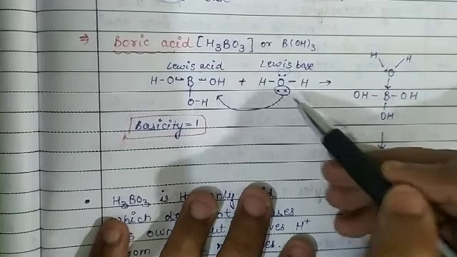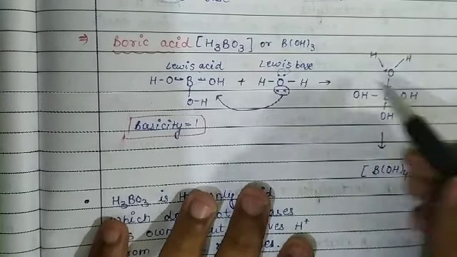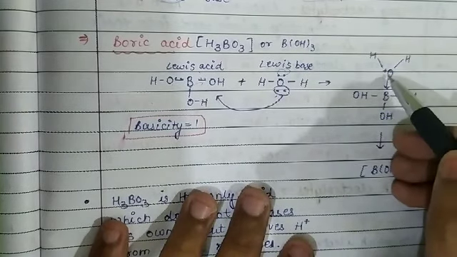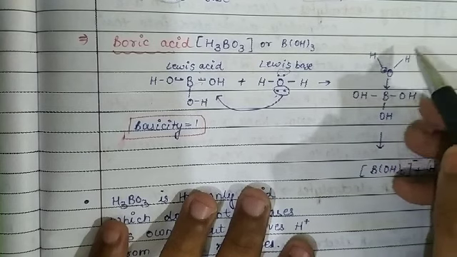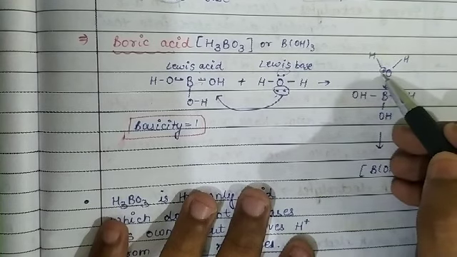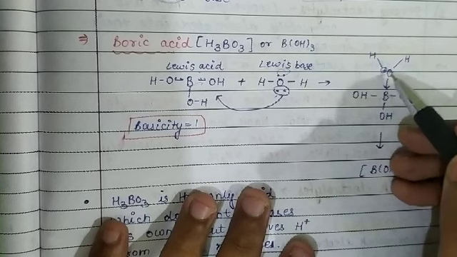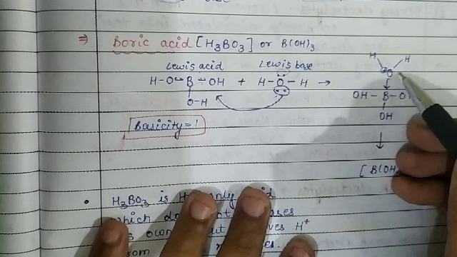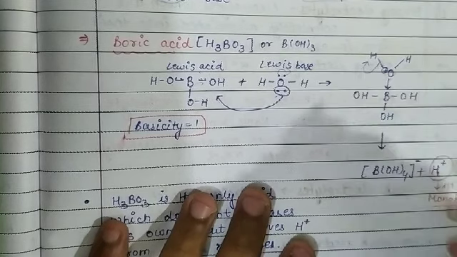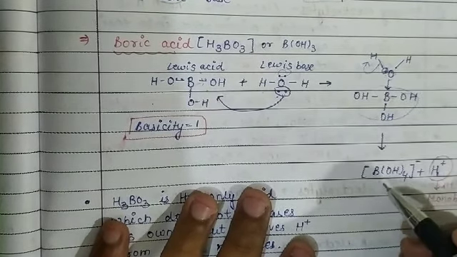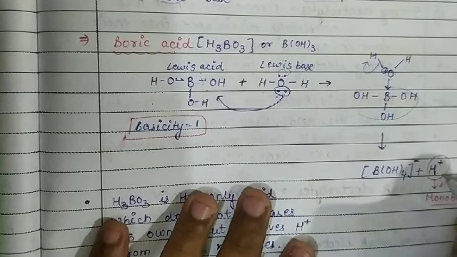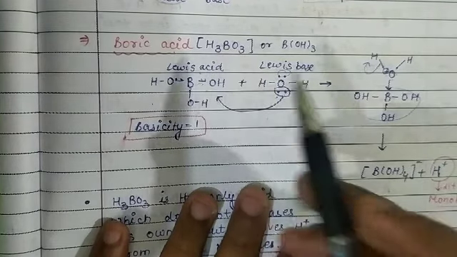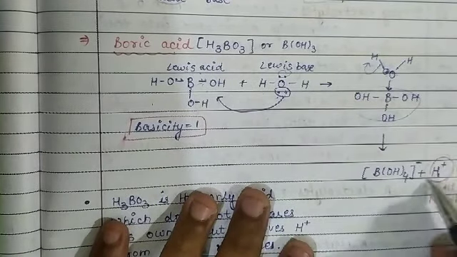Hence, this electron pair is donated by oxygen, and oxygen forms a coordinate bond from donor to acceptor. Now oxygen will have a positive charge, and we know that a positive charge on oxygen is highly unstable. A positive charge on a more electronegative atom is highly unstable. Therefore H plus will be removed. Hence it forms B(OH)4 negative and H plus ion. It means boric acid removes only one proton in the solution.